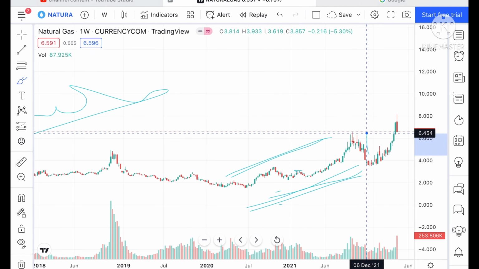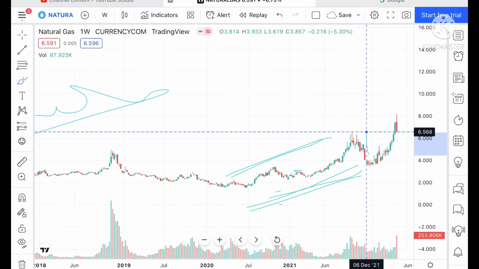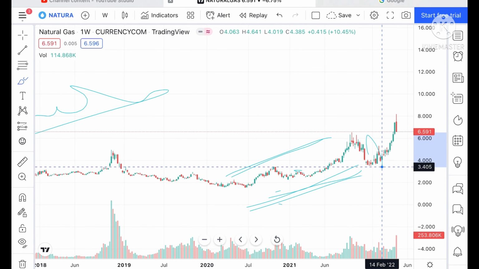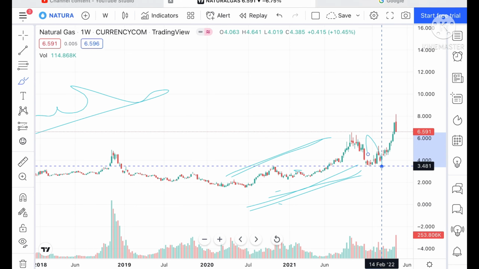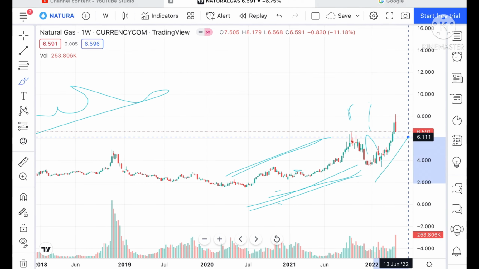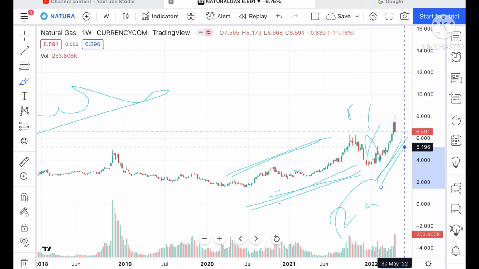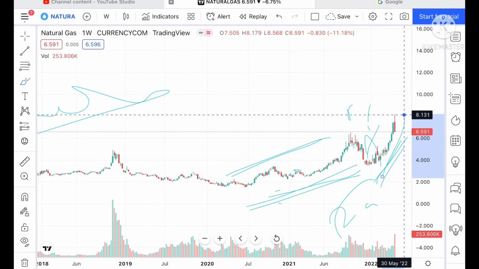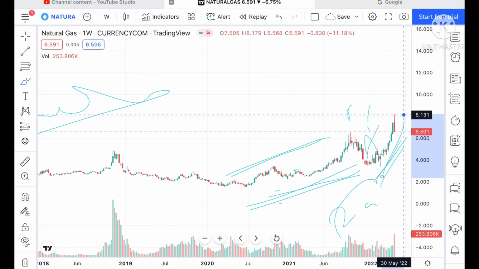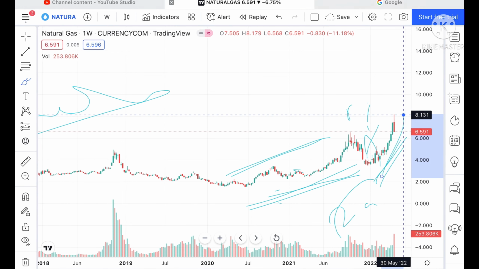Look at the price, it made a high of around 6.568, and then we saw a fall to a level of 3.4, that means a 50% fall. After that we saw again a rise, around 200%, and made a high of around 8.131, and then further upside we can see if the level of 8 is sustained.